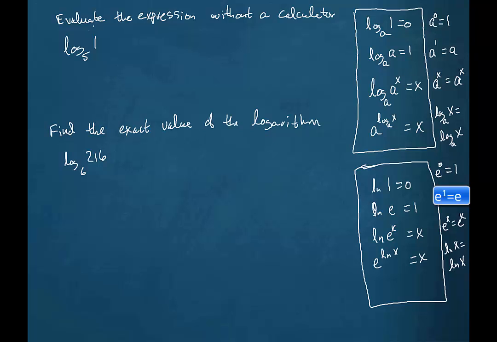So let's look at this problem. It says evaluate the expression without a calculator. Okay, well, our first property said that the log base A of 1 is 0 regardless of what the base is. Here the base is 5, but it's still 0.